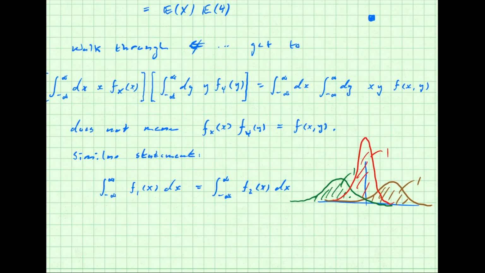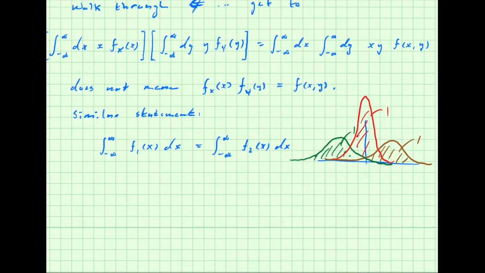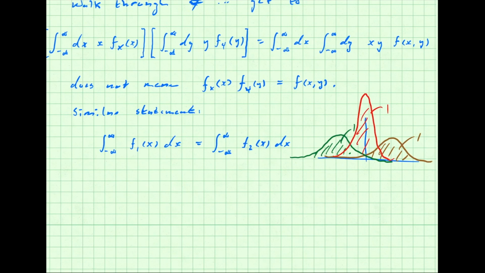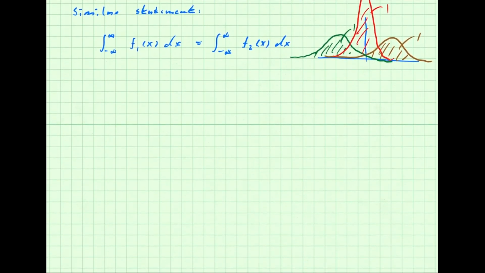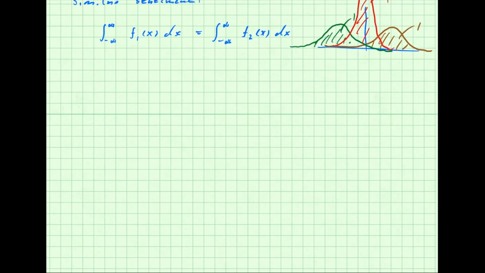So I hope that gives you some impression of why having the expected value of x times the expected value of y equal the expected value of their product is not a guarantee of independence. It doesn't guarantee that their joint density function is the product of their marginal density functions. It could be the case, but it's not a guarantee. All right, so that was a little bit of a tangent, or an expansion on what you see in the notes.